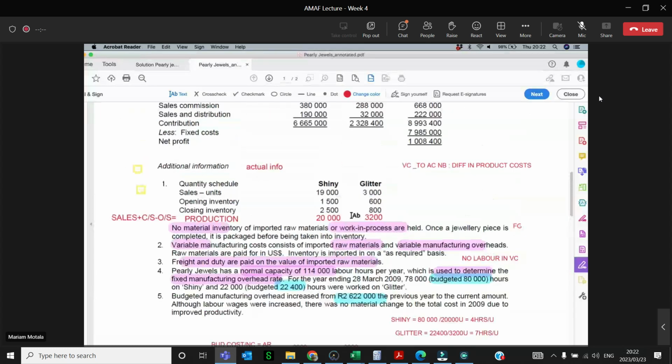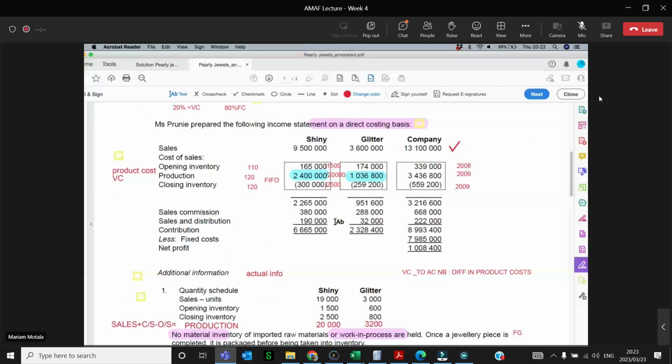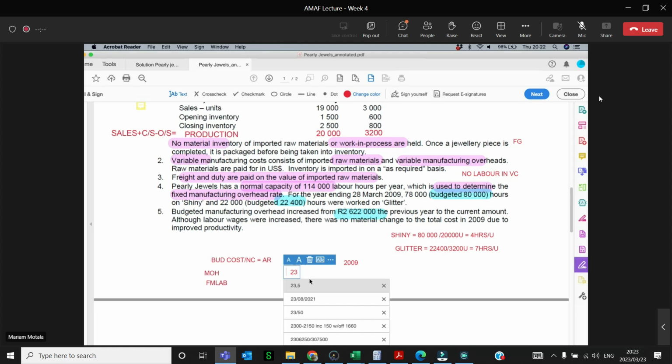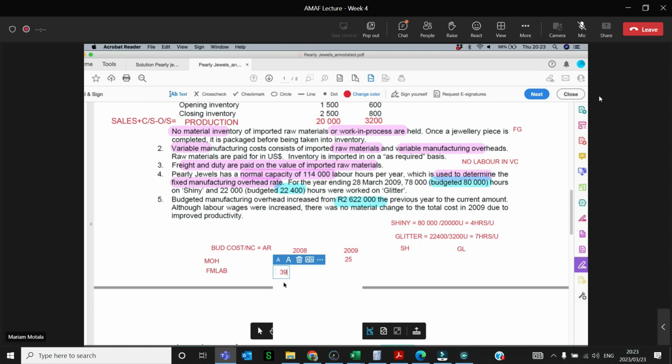Right. Now, if you have a calculator in front of you, take 2,622,000 and divide it by 114,000. What do you get for manufacturing overhead? 23 rands? Yes. And if you take the 2,850, what will you get? 25. You are going to apply it to shiny and to glitter. Remember that. Okay? If you took the fixed labor, it's going to be the same. You will get 30 rands. Both periods, it's going to be 30 rands.